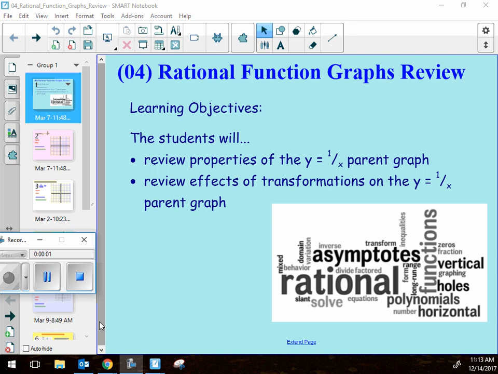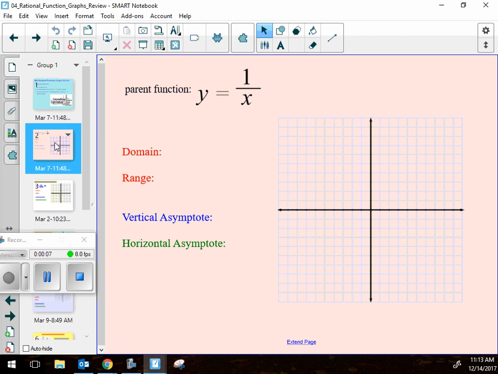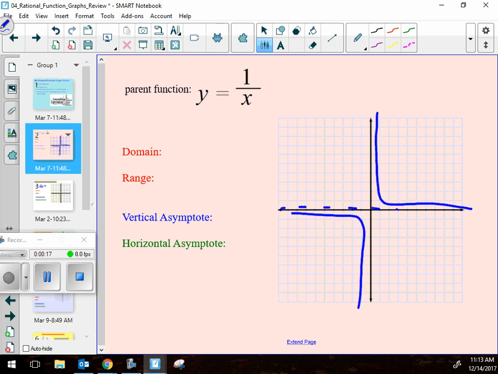Okay, today is called rational functions, and we've been doing them for a while, but we haven't actually been graphing them. Do you remember this guy? He's the ultimate simple little rational function, and it goes like that. Remember this one? And it's got asymptotes that go like this and this.